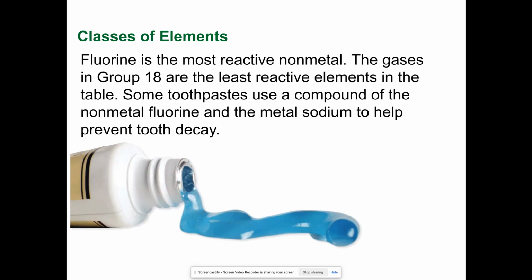Fluorine is the most reactive nonmetal. The gases in group 18 are the least reactive. Now, group 18, because it ends in 8, means that it has 8 valence electrons. That makes sense? In the outermost ring. Some toothpastes use a compound of the nonmetal fluorine and the metal sodium to prevent tooth decay. So the fluoride that they put in toothpaste prevents tooth decay.